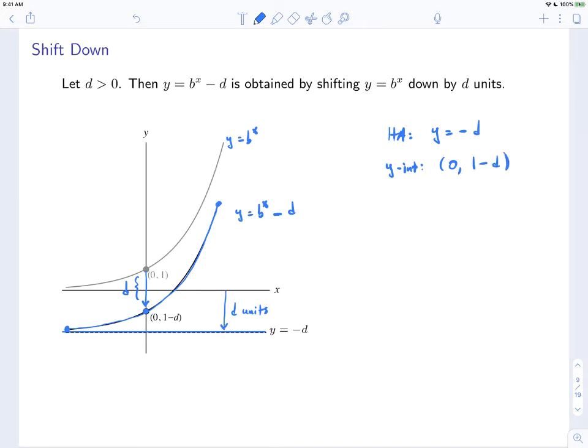And the end behavior shifts as well. It shifts down. So as for b to the x minus d, as x goes to the right, it still goes to infinity. But now, as x goes to negative infinity, b to the x minus d goes to negative d. And again, that's because b to the x is going to 0, so you're just left with this negative d. But in terms of the picture, you can see that as x goes to the left, you're getting closer and closer to this horizontal asymptote y equals negative d.